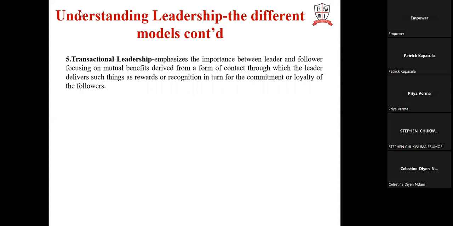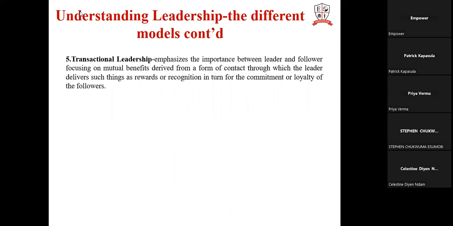As we continue understanding different models of leadership, let's look at transactional leadership. This one emphasizes the importance of the relationship between a leader and a follower. As I'm trying to run away from the use of the word follower, it emphasizes the importance of the relationship between the leader and the team members, with a focus on mutual benefits derived from a form of contract through which the leader delivers rewards or recognition in exchange for the commitment or loyalty of the followers.